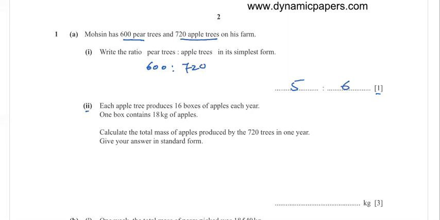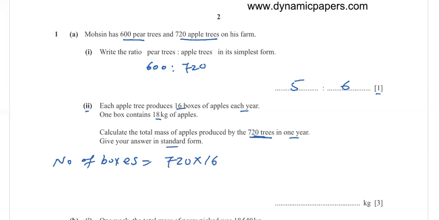Part 2 is, each apple tree produces 16 boxes of apple each year. One box contains 18 kg of apples. Calculate the total mass of apple produced by 720 trees in 1 year and give your answer in the standard form. Now there are 720 trees and each apple tree produces 16 boxes. So first I need to get the number of boxes. Now number of boxes are total 720 trees. Each tree is producing 16 boxes.